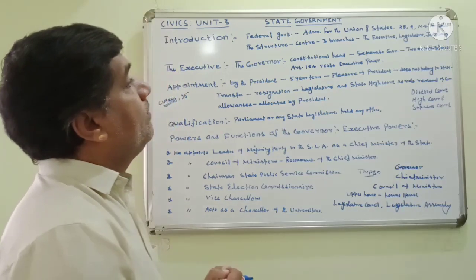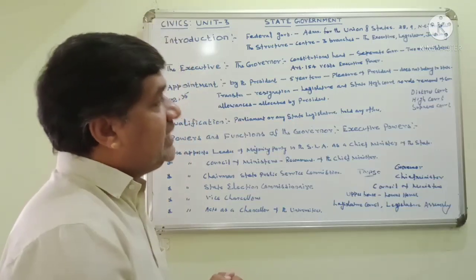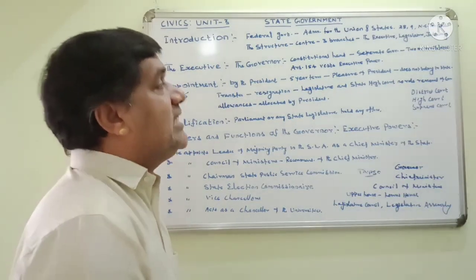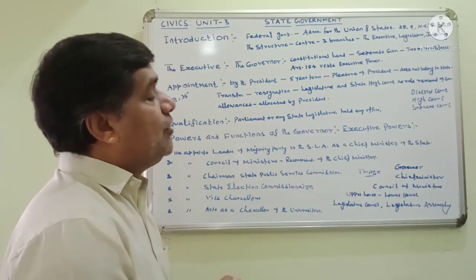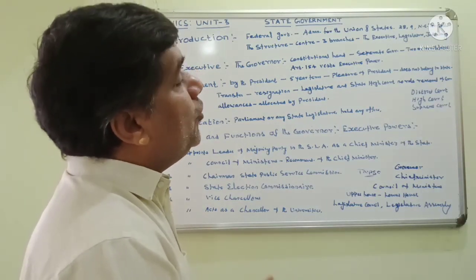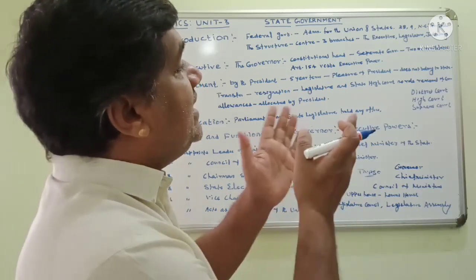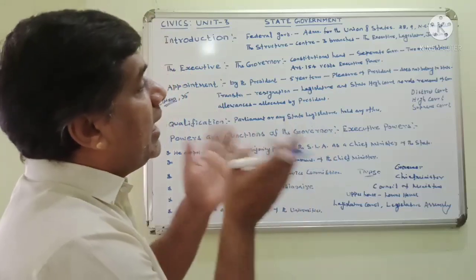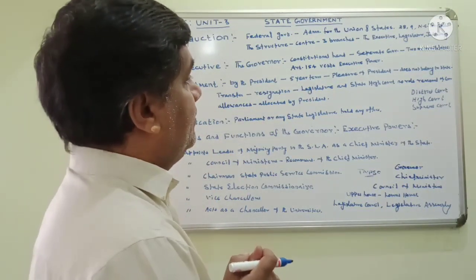Next one, the judiciary. The judiciary consists of the district court, as each and every district has a court. The High Court is in Chennai, and the Supreme Court is in Delhi. The judiciary consists of three: the district court, the high court, and the Supreme Court.